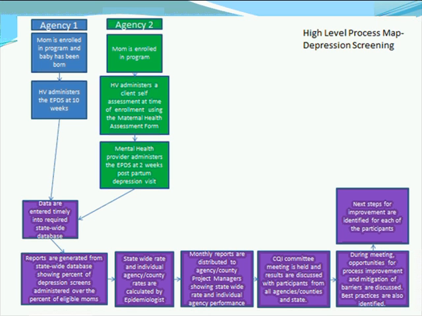into the statewide database. Then following the boxes along the bottom, how the reports are generated, and they're reported back to the statewide and individual agency and county rates. They're distributed back to the project managers. The CQI committee reviews the results and discusses where to go next for improvement opportunities. And then these steps and these improvement opportunities are identified for each of the participants. So again, it doesn't necessarily stop here when you think about the full process, but in our example, this is where we would stop and think about what next.